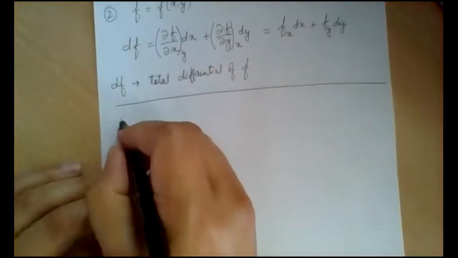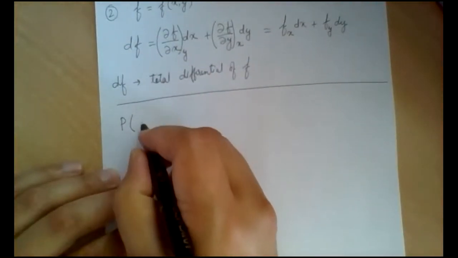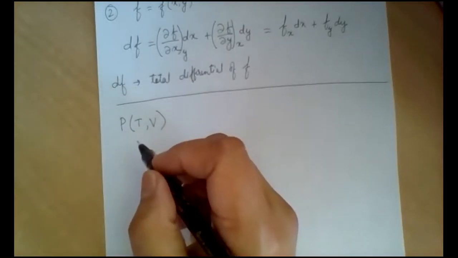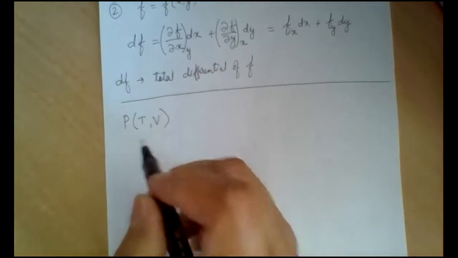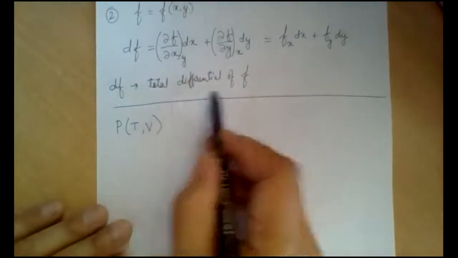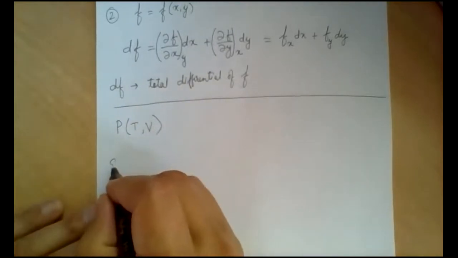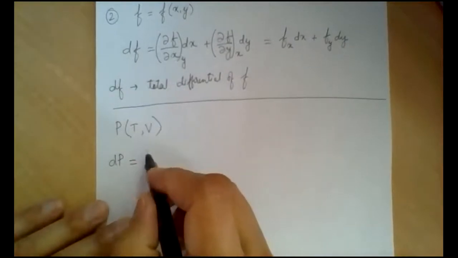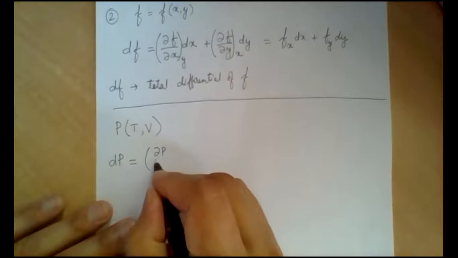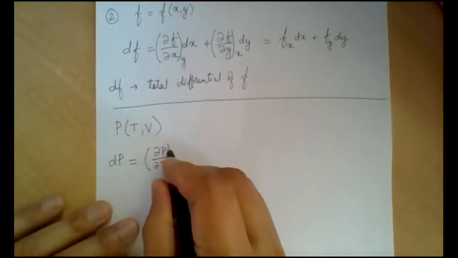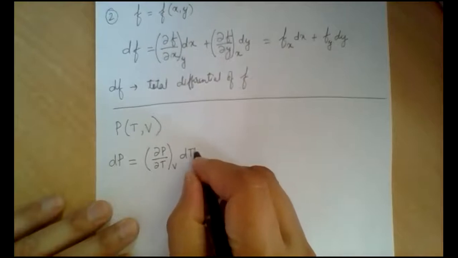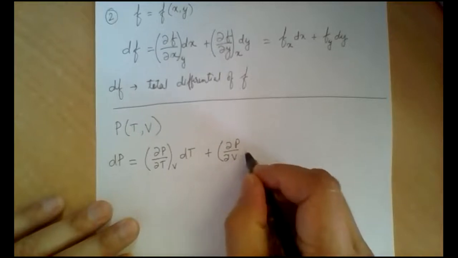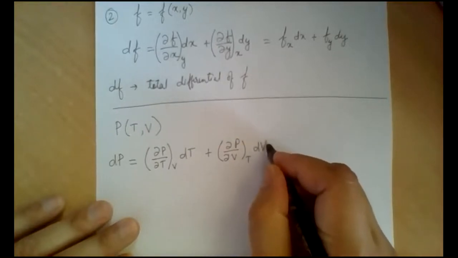Pressure is a function of temperature and volume. The total differential of pressure, dP, should be written as the partial derivative of P with respect to temperature at constant volume times dT plus the partial derivative of P with respect to volume at constant temperature times dV.